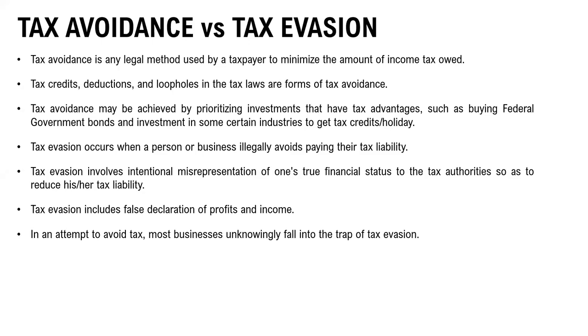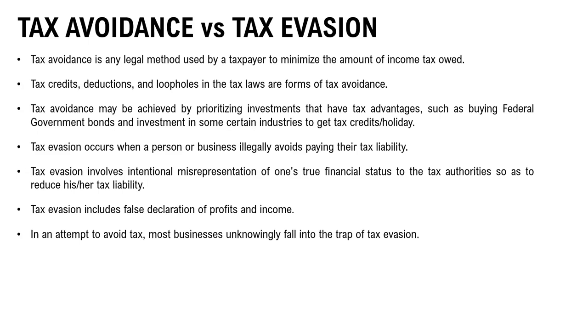And I see that all of us understand what tax avoidance and tax evasion are. So like we all said in the comment session, tax avoidance is legal. Tax evasion is illegal, right? So tax avoidance is any legal, emphasis on legal, method used by a taxpayer to minimize the amount of income tax owed. So we have tax credits, deductions, and we have loopholes within the tax law. These loopholes mean you can take advantage of some decrees, some laws in the act.